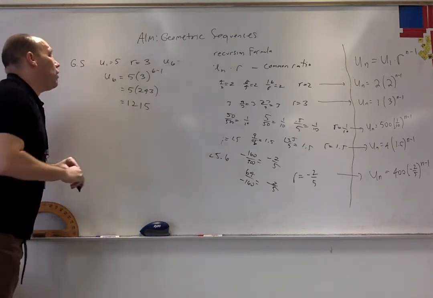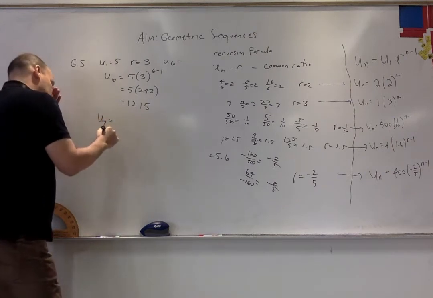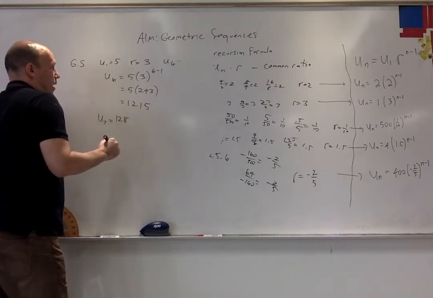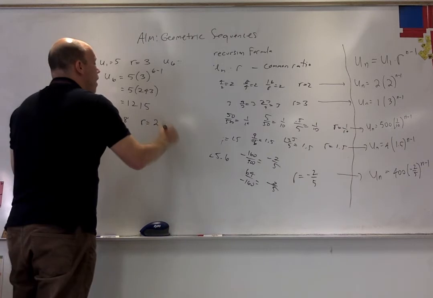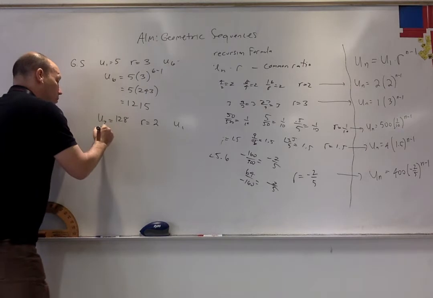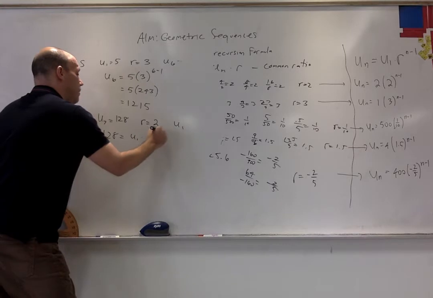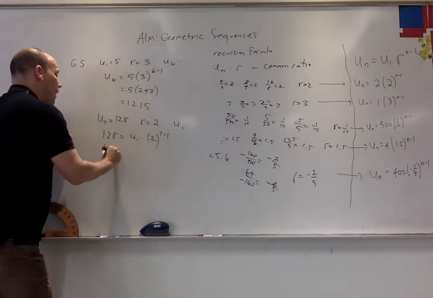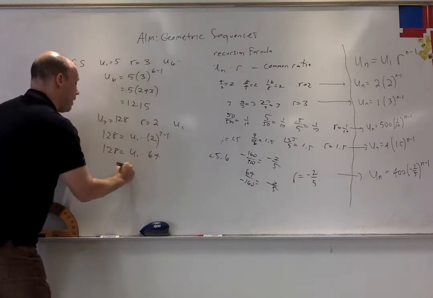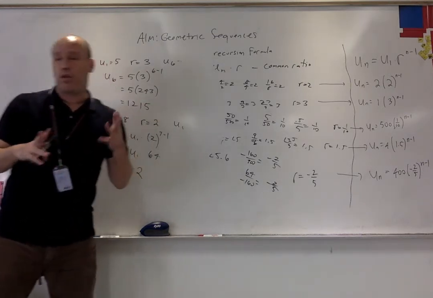What's another example? The seventh term is 128, right? And the common ratio is 2. Find the first term. So you might say, okay, 128 is equal to the first term times 2 to the 7 minus 1. 128 is equal to u1 times 2 to the 6th, which is 64. So u1 equals 2. And this all comes down to using the formula to find the term.